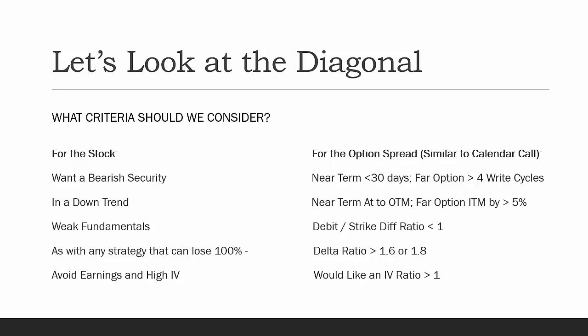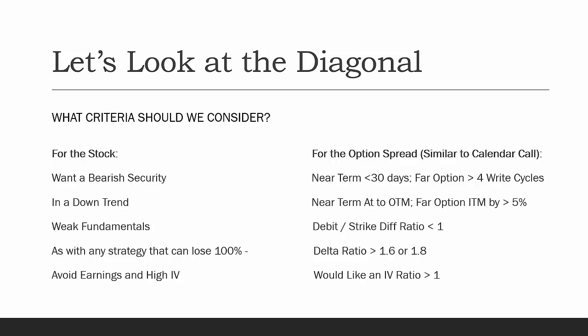What criteria should we consider? Well, we discussed already this is a bearish strategy. So for the stock, we want a bearish security that is currently in a downtrend. If it's a stock rather than an ETF or index, we want to make sure it has weak fundamentals. And as with any strategy, buying a call, buying a put, credit spread, debit spread, or vertical spreads, same with the diagonal, we want to avoid earnings between now and the short option expiration because we don't want any unnecessary movements to swing too wildly where we could be at a near 70, 80, or 90% loss.